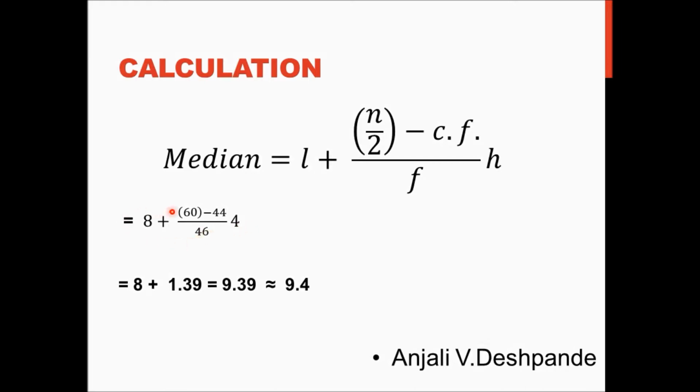If you calculate all this, approximately we are getting the answer 9.39, or we can just round it off to 9.4. So this is the median age for the autos based upon the data which is given to us.